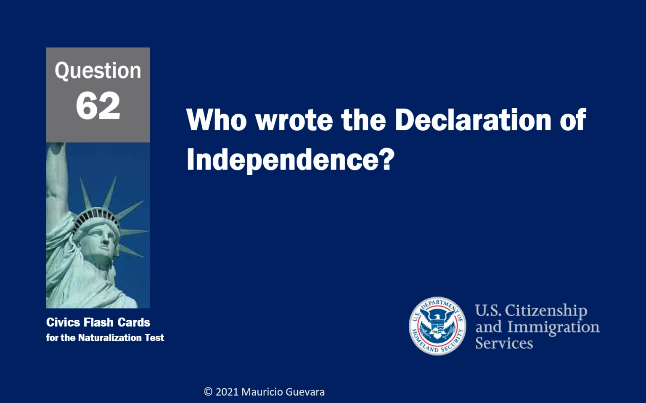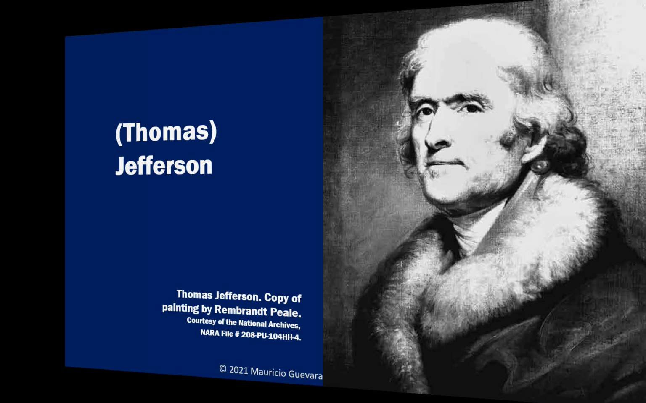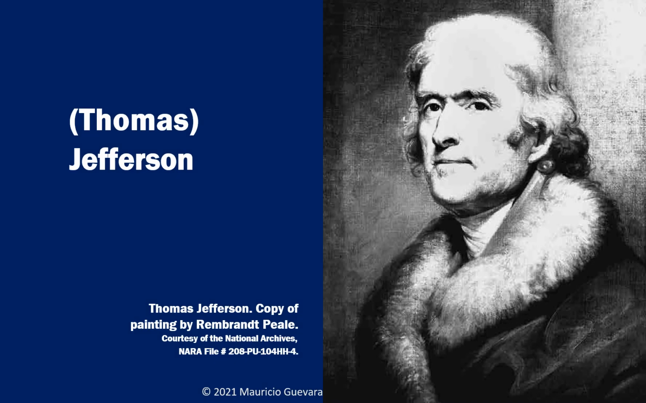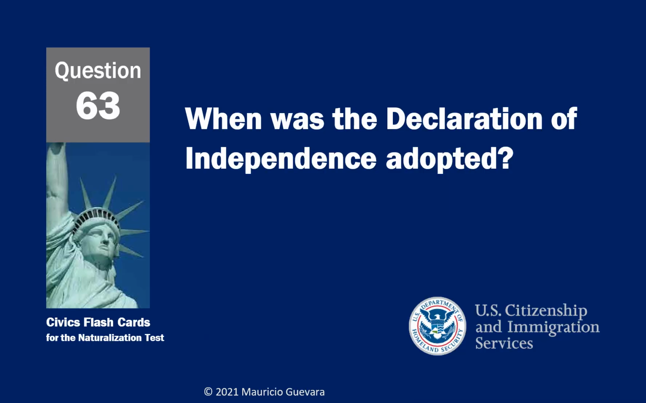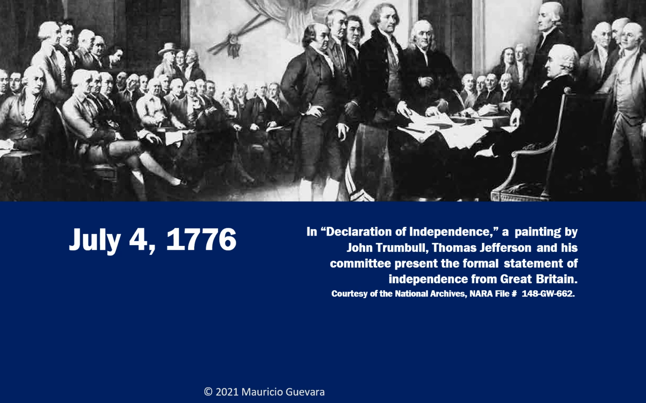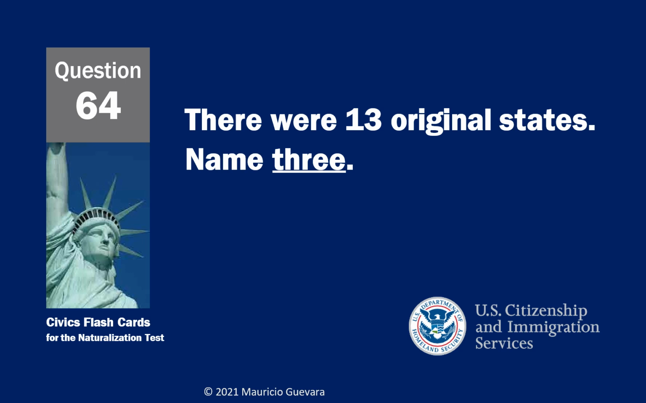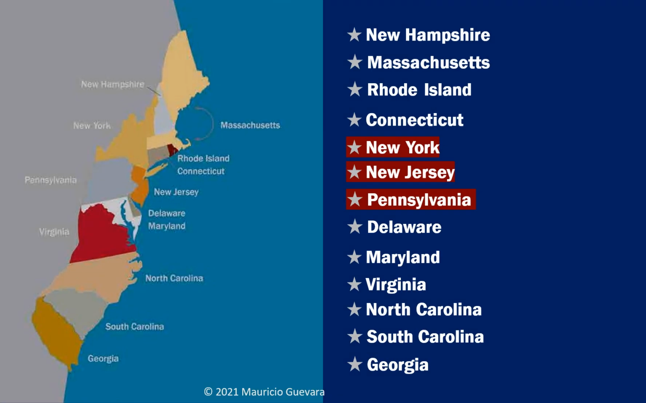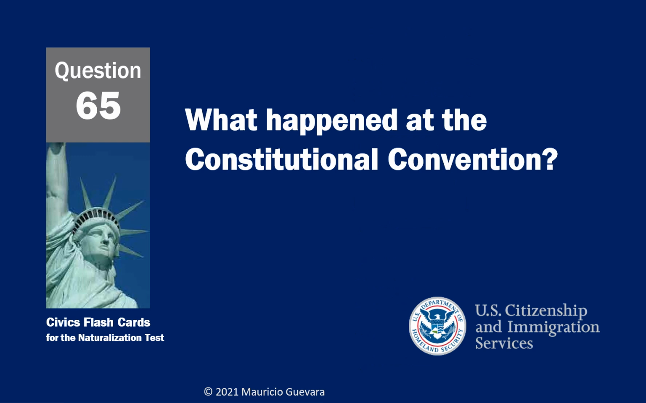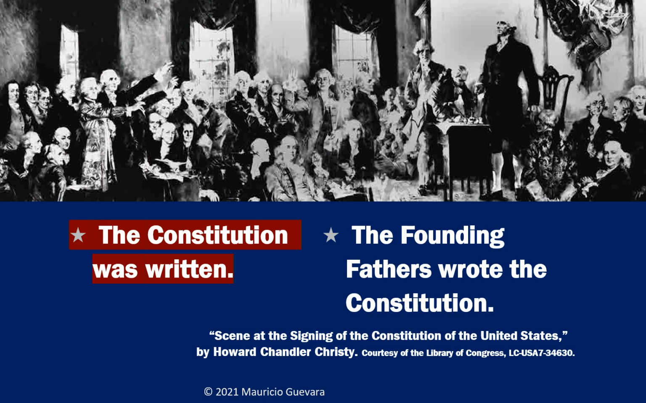Who wrote the Declaration of Independence? Thomas Jefferson. When was the Declaration of Independence adopted? July 4th, 1776. There were 13 original states. Name three. New York, New Jersey, Pennsylvania. What happened at the Constitutional Convention? The Constitution was written.